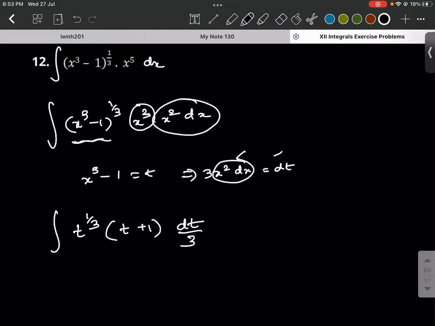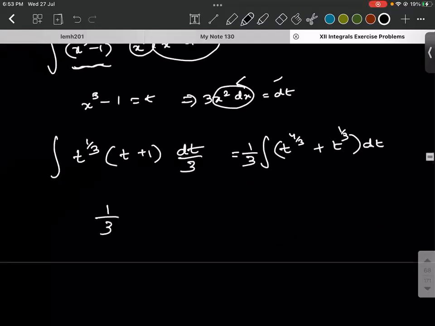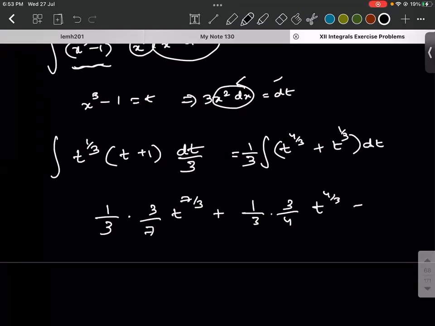Is that clear? Okay. Now the logic is this will be equal to integral of t power 4 by 3 plus t power 1 by 3 times dt into 1 by 3. Now I hope you can do it. So 1 by 3 into 3 divided by 7 into t power 7 by 3 plus 1 by 3 into 3 by 4 into t power 4 by 3 plus c. This will be the integral.